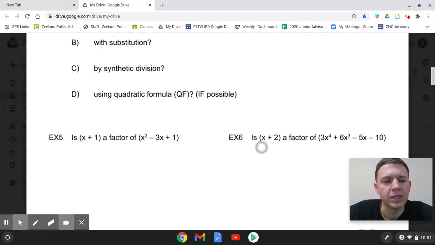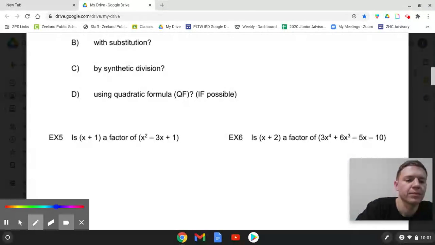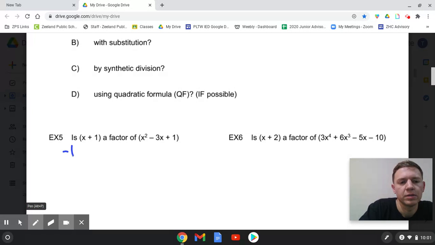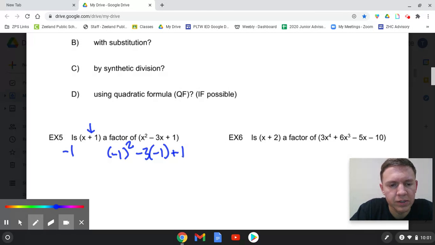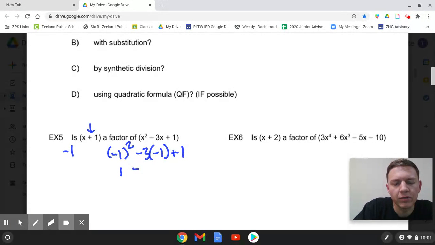So for these, are these factors? Well, you just have to plug in. X plus 1. If you plug in negative 1, why negative 1? Just taking the opposite of this. If you plug in negative 1 into this, do we get 0? Well, let's see. Negative 1, parentheses squared, minus 3 times negative 1, plus 1. Well, negative 1 times negative 1 is 1. Negative 3 times a negative 1 is a positive 3, plus 1.